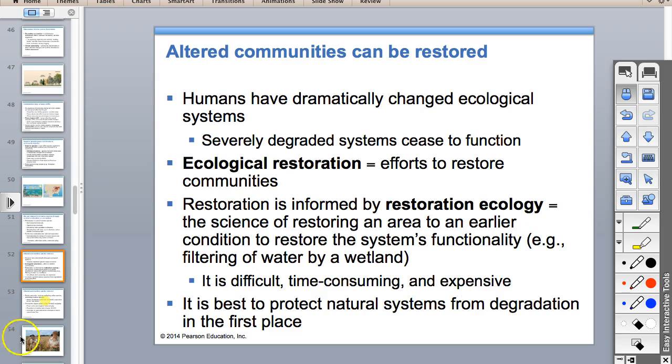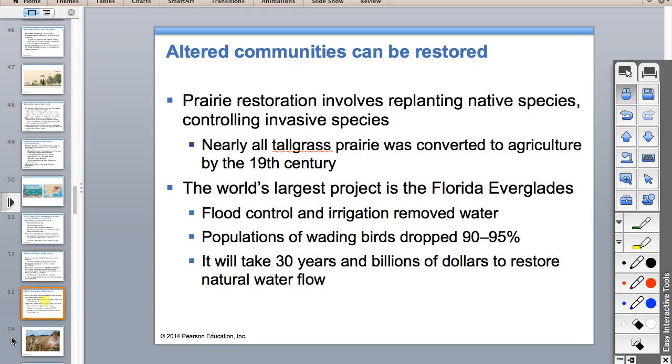Make sure you look up the Everglades. Prairie restoration. That's a huge one. Oh, it's right here. Yeah, I got it. I put it on here for you. We'll start here tomorrow.